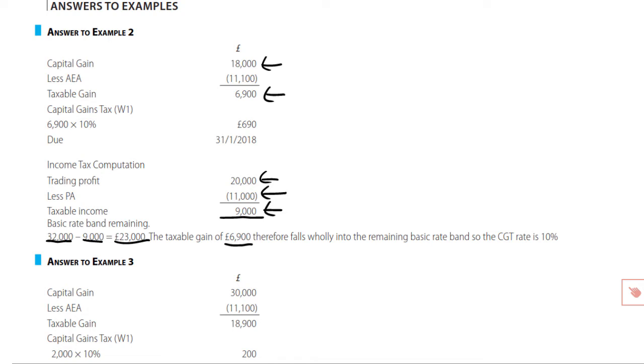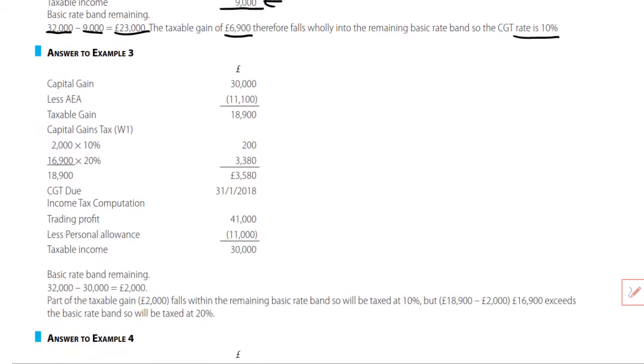We also then had to realise that this was not residential property, nor was it an asset that qualified for entrepreneurs relief. Not that that would have been an issue, because it would be 10% anyway, but the lower of the normal rates is 10%. So a CGT rate of 10% is applied, and that's what gives us our tax there. And again, the standard due date for this tax year, the following 31st of January, i.e. 2018.